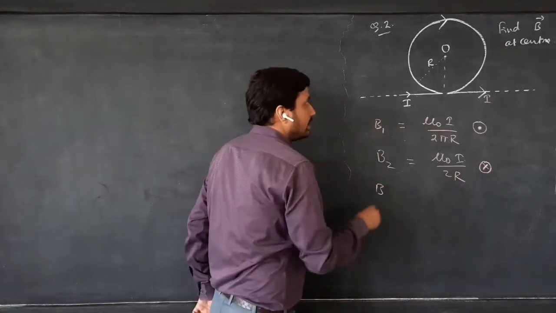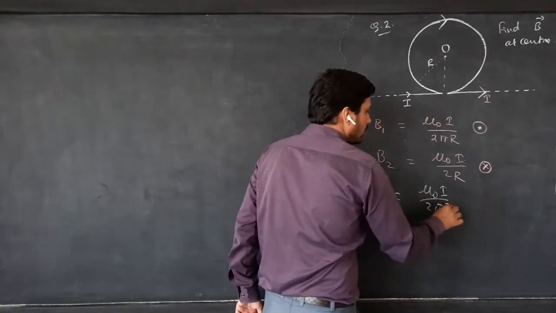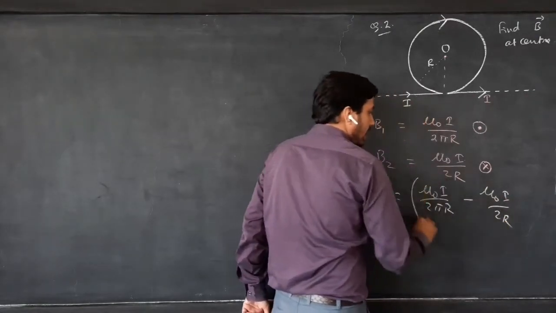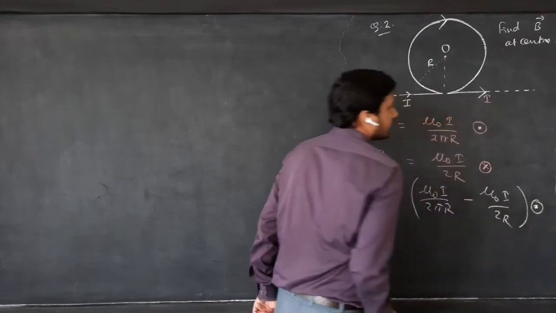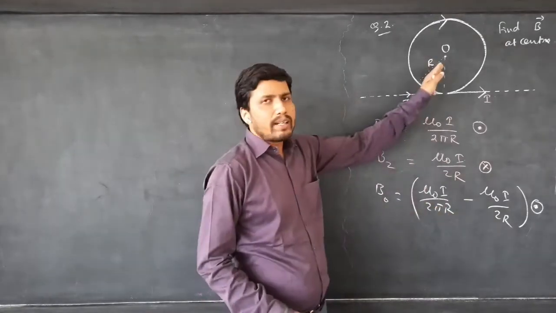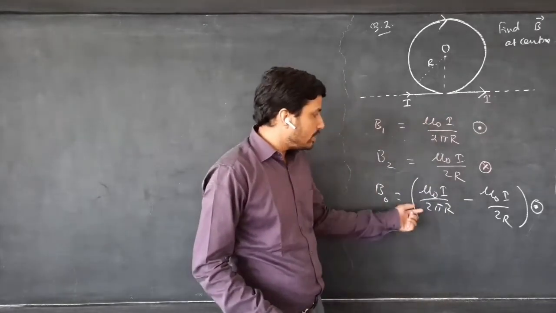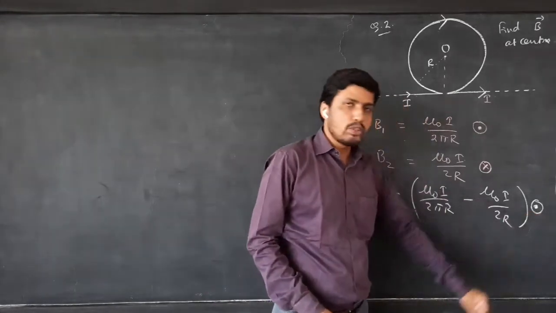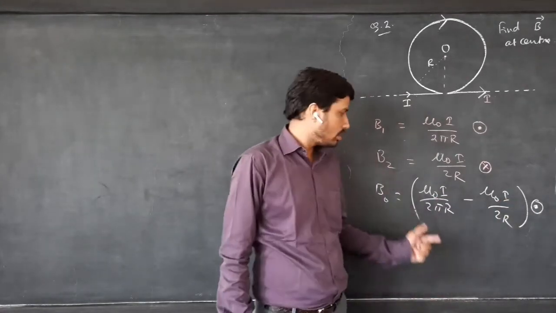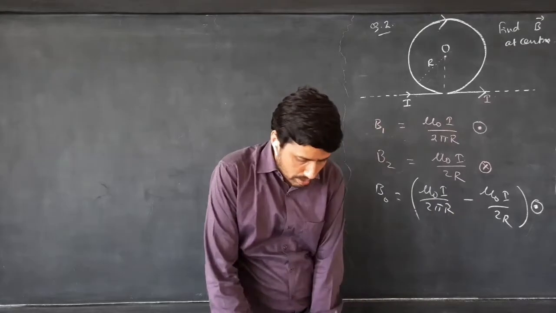So the net magnetic field B at O will be mu naught I by 2 pi r minus mu naught I by 2r, and the direction will be dot. I took this as positive, this as negative. Now some values might be given, R is equal to something, I is equal to something. You calculate those values. If this answer comes to be positive, your answer will be dot. And if this answer comes out to be negative, your answer will be cross. Current magnetic field will be cross into the board. So that way you can find the direction and magnitude of magnetic field.